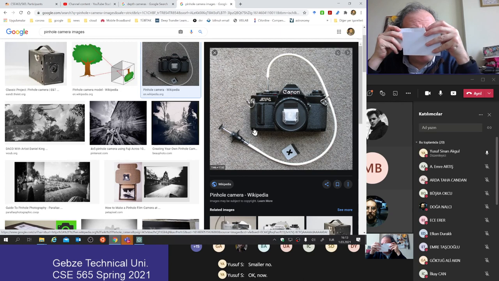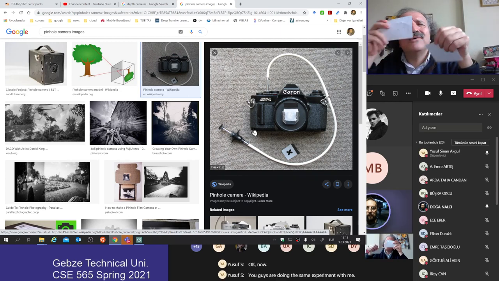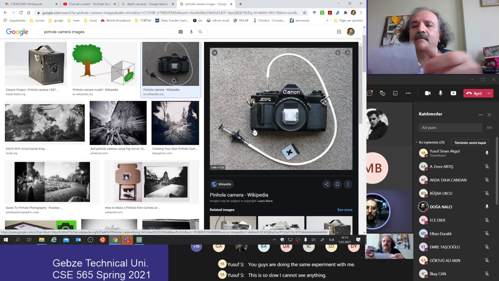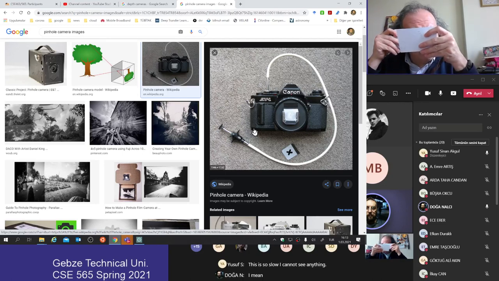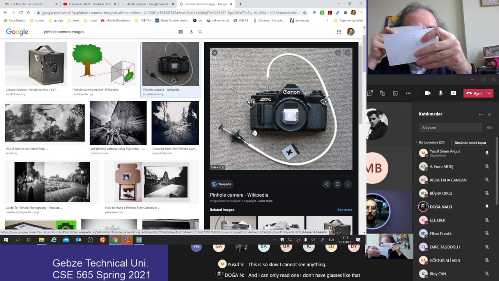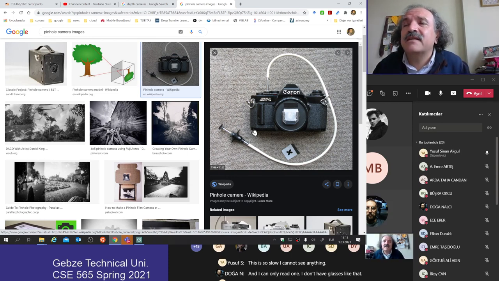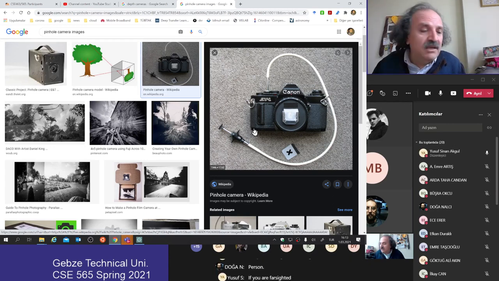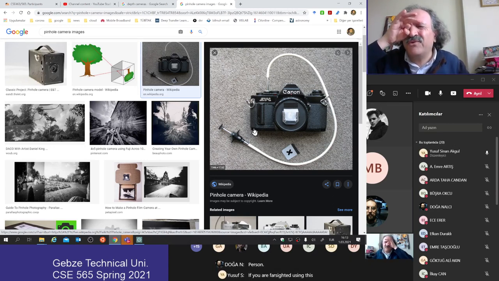You guys are doing the same experiment with me, huh? This is too small. I cannot see anything. I'm hypermetropic and I can only read when I don't have glasses like that. Are you nearsighted or farsighted? Farsighted. If you are farsighted, using this experiment should work for you. I mean, make a small thing.